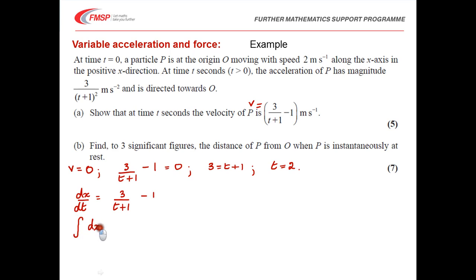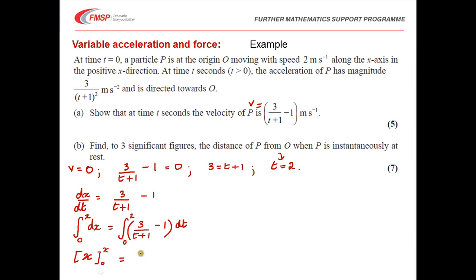So on the left-hand side we've got dx, and on the right-hand side we're integrating 3 over t plus 1 minus 1, and we're doing that with respect to t. Again, we can put some limits onto this one. We know that when t is 0, displacement is 0 because it starts from the origin, and we're looking to find the displacement x when t is 2. We work that out up here. So left-hand side becomes x between 0 and x.